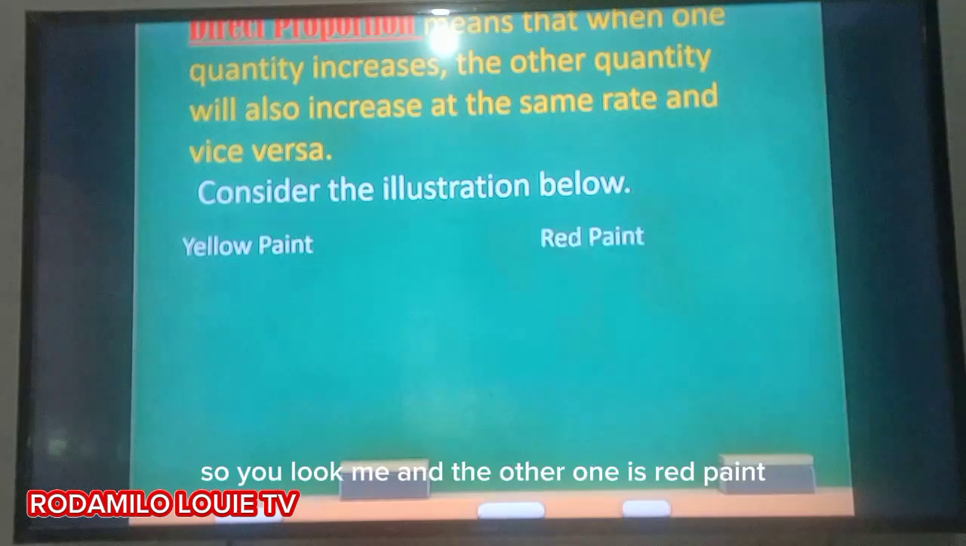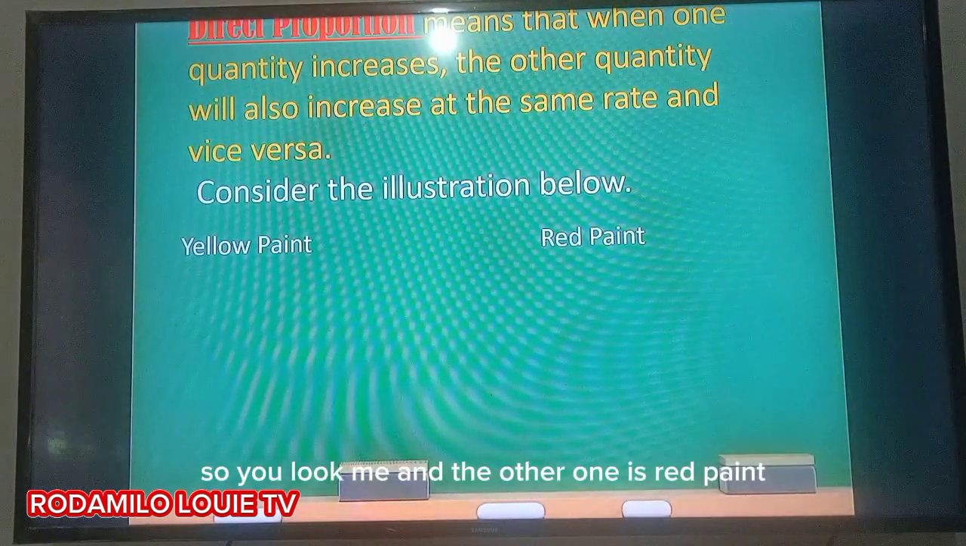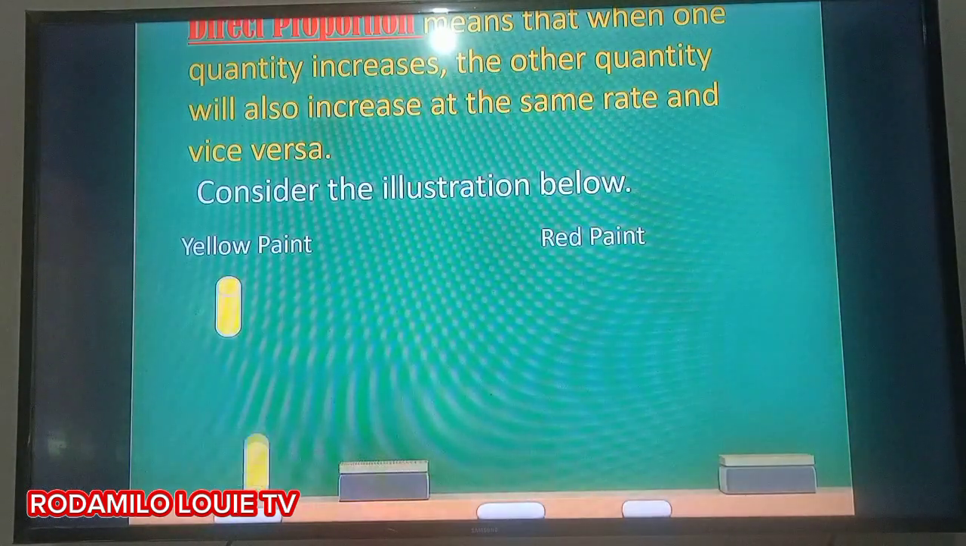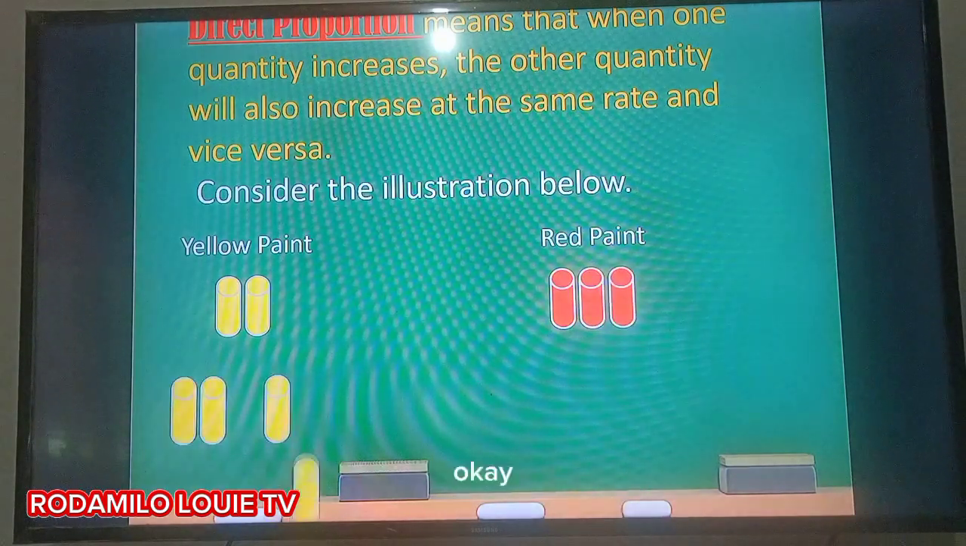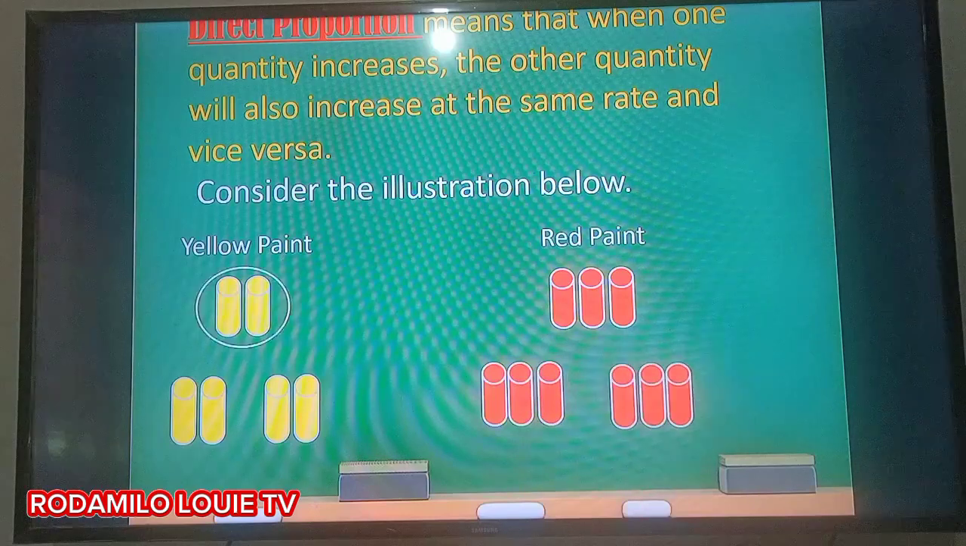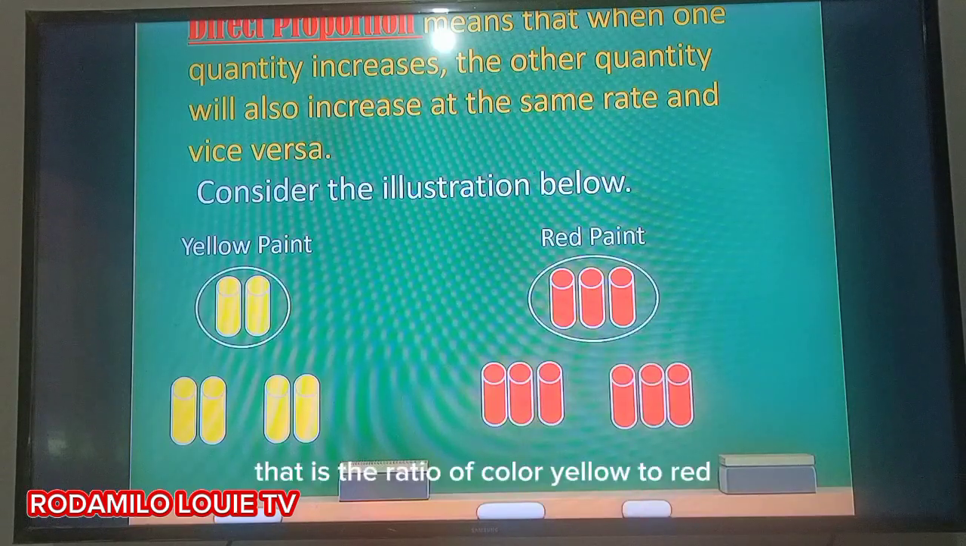So yellow paint, and the other one is red paint. So the yellow and 2 red, 3 red. Okay, that is the ratio of color yellow to red.